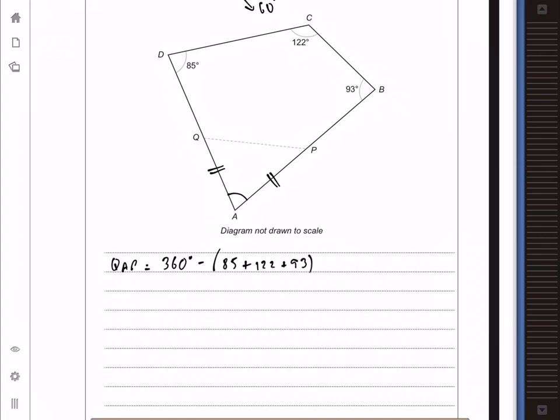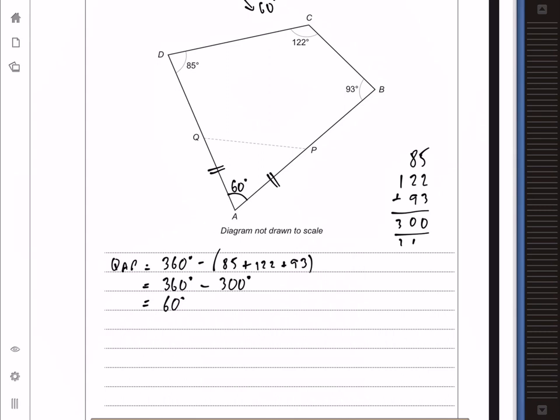and 93. So we've got 360, take away, and I'm just going to write the sum on the side, out of the way, because I don't want to make any silly mistakes working this out. So add those together, comes to 10, 10, 20, 300. So 360 take away 300 leaves us with 60 degrees. Now it's always a good idea on your diagram to jot down your answer, 60 degrees.